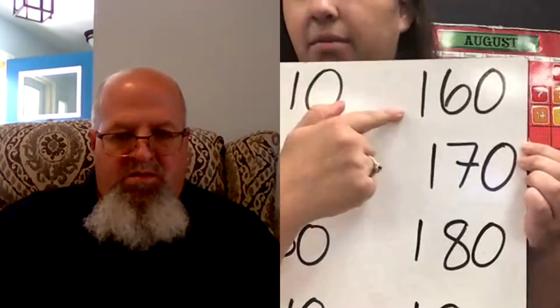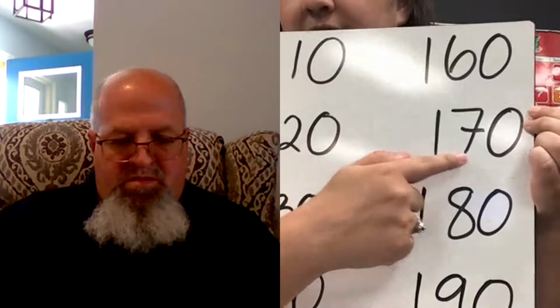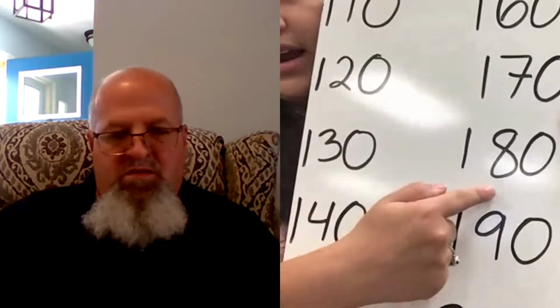Then we're going to keep counting. We have 130. So if you notice, our tens are the same as what we just did. So 10, 20, 30, 40. We're just adding this 100 at the beginning. So our next one is 150. Then we have 160, 170, 180, 190, and then 200.